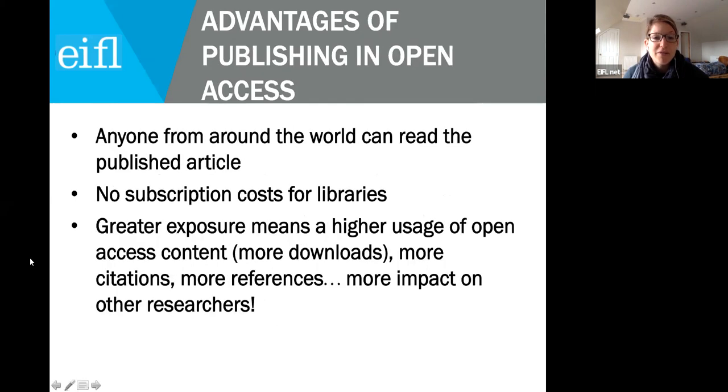And the clear advantage of publishing in open access is that anyone from around the world can read the published article. There's no subscription cost for libraries, but also for the researcher themselves. It's greater exposure, higher usage of open access content, more downloads of the article, more citations, and more impact. There are some studies being done on this now that show how open access journals reach more people, but also have a greater impact for the researcher themselves, which kind of makes sense, doesn't it? If it's open, more people will read it.